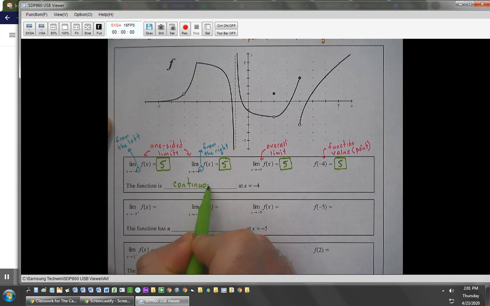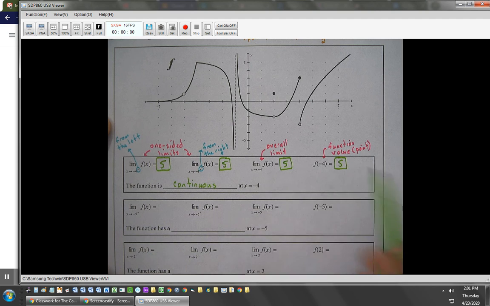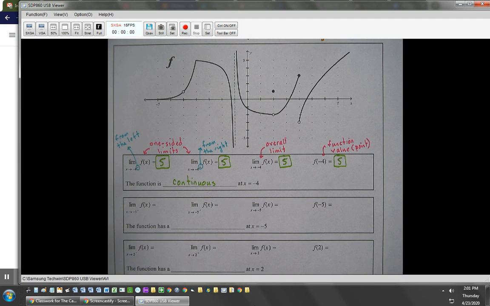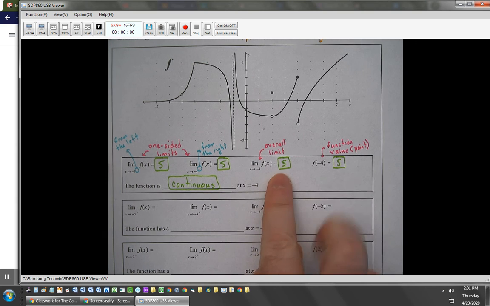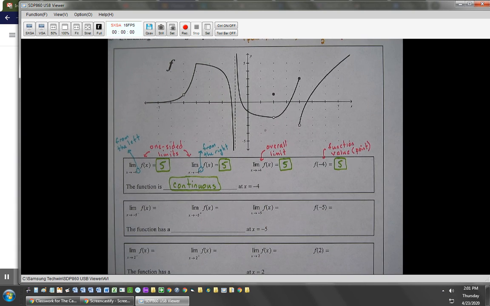You might think this was kind of boring because they all were the same answer. Yeah, it is. This is the simplest case. I started with the easiest one. Your function is considered continuous at x equals -4 if the one-sided limits, or if the limit and the point are at the same place. Let's look at some that don't come out to be that.